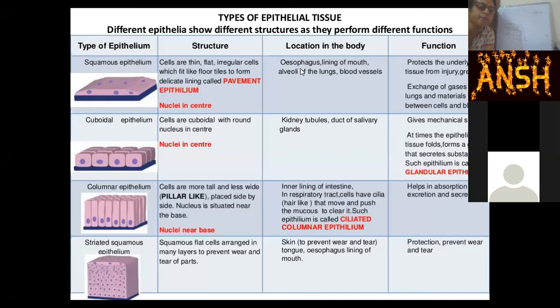Right? Then there is stratified squamous epithelia. I have told you that it is present on the basement membrane, but there is not only one layer of cell, there are many layers of cells. It is found on the outer side of the skin, like our skin. This skin is called stratified squamous epithelia, and it is waterproof and highly resistant to mechanical injury. It does not allow desiccation to take place.